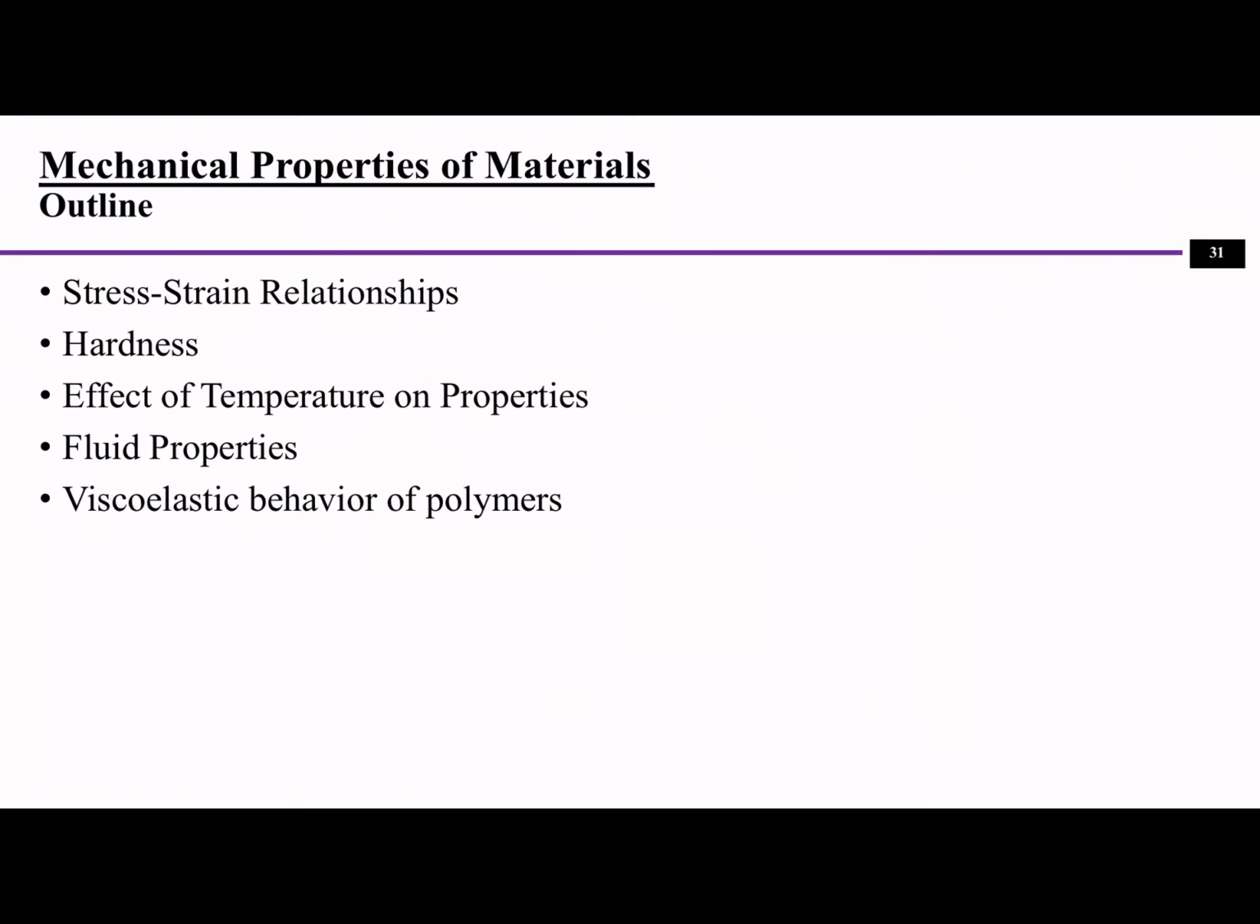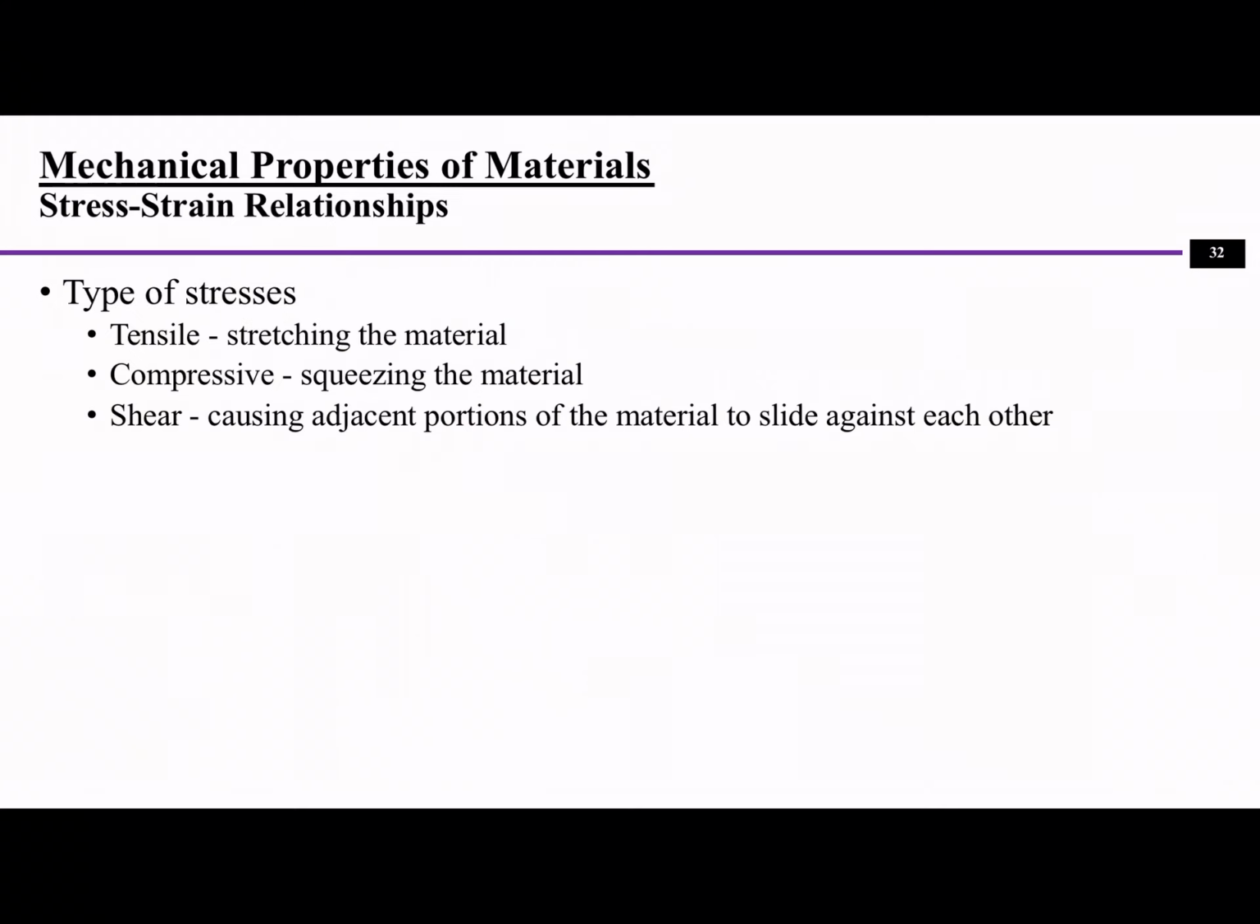All right, next let's look at another major topic in this lecture, material mechanical properties. Just now we were talking about different materials and how the material structures are formed. Now let's look at how they affect the mechanical properties, and what properties are actually critical in manufacturing and in industry. Some of the properties I'm going to talk about include stress-strain relationships, hardness, thermal expansion or effect of temperature on properties, fluid properties, and viscosity, behavior of polymers. All right, first one is the stress-strain relationship.